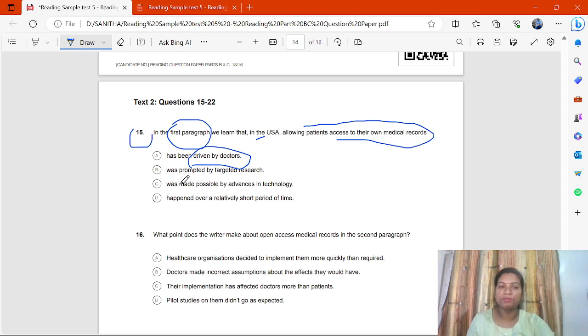Second option, it was prompted by targeted research. It was made possible by advances in technology. It happened over a relatively short period of time. These are the keywords you have to underline. We are going to match these options with the passage.